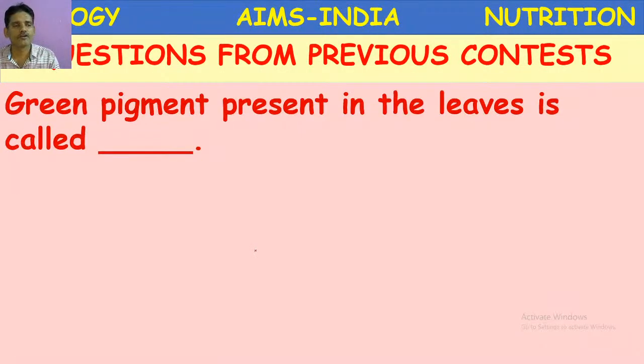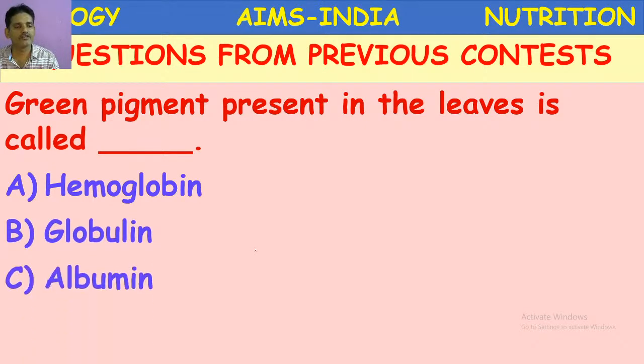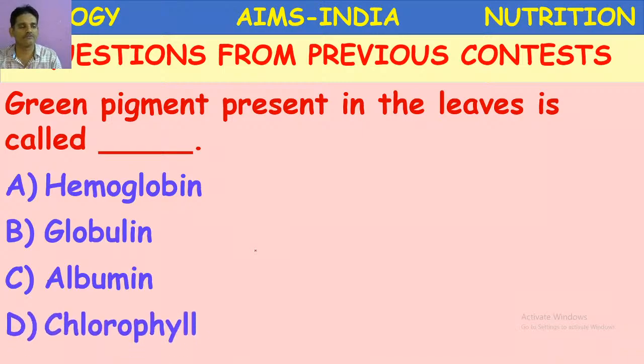Next question. Green pigment present in the leaves is called hemoglobin, globulin, albumin, chlorophyll. So analyze the question. Hemoglobin is present in the blood. Globulin, albumin, they are also present in the blood. So the correct option here is chlorophyll. Chlorophyll is the correct option.